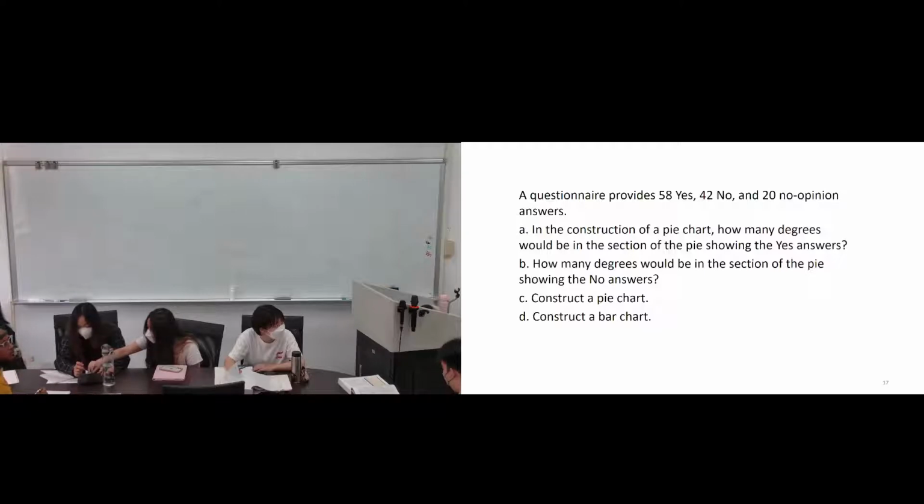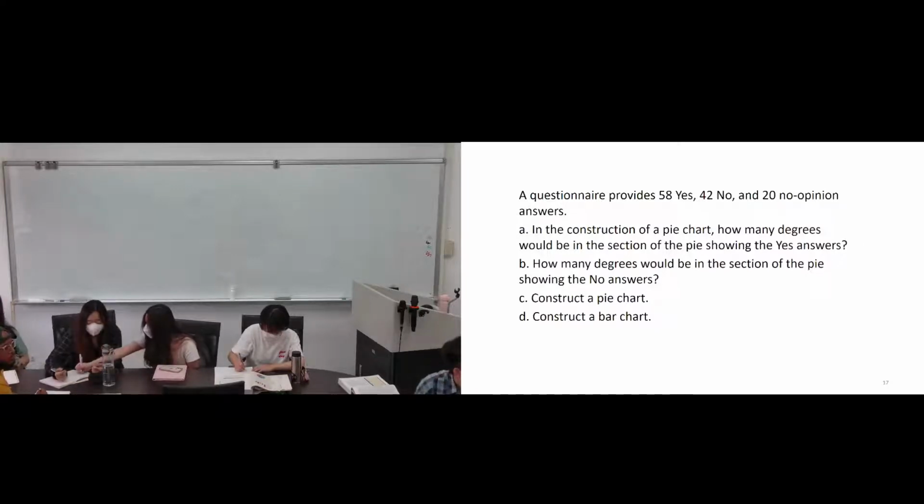So according to the question context, how many observations? What's the total number of observations? How many people did the survey? So 58 plus 42 plus 20, that makes 120, right?